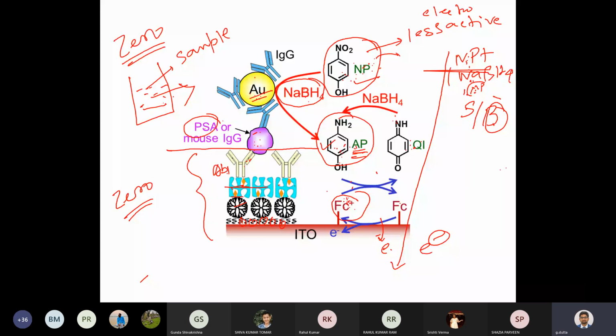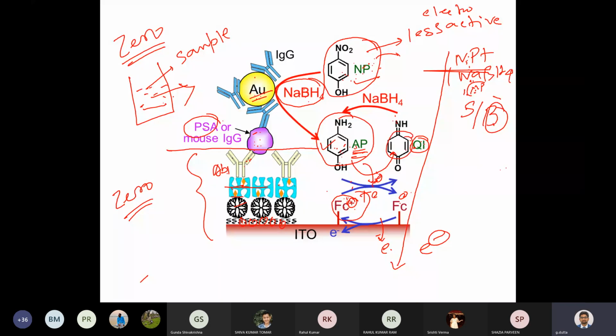Then your Fc plus will be immediately converted to Fc0, and aminophenol will be converted to quinoneimine. So one is oxidation, one is reduction, and this oxidation and reduction can take place simultaneously. You can see here aminophenol itself is oxidizing, and it forms the quinoneimine, but it is reducing Fc plus to Fc0. They are giving the electron. That's why Fc plus converts to Fc0, and aminophenol itself is oxidizing because it released the electron. That's why it formed the oxidized form, quinoneimine.